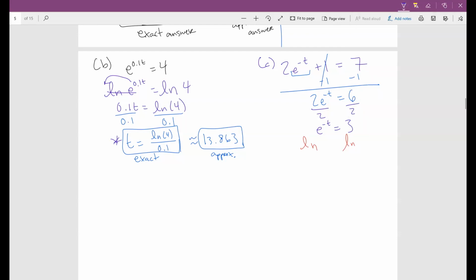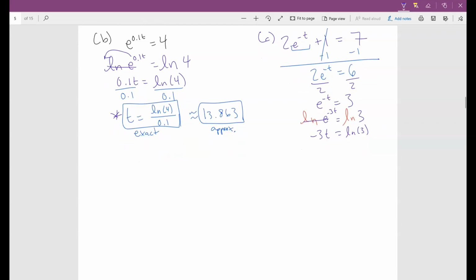Okay, so that's going to give me e to the negative 3t in here, and then a 3 on here. This will go away, so you're left with negative 3t is equal to ln of 3. And then just finally divide by negative 3. So t is equal to ln of 3 over negative 3. That is my exact answer. My approximation would be the ln of 3 divided by negative 3. That gives me a negative 0.366, rounded to 3 decimal places.